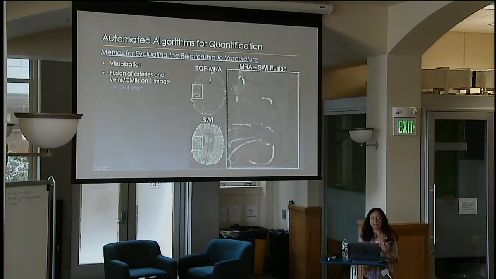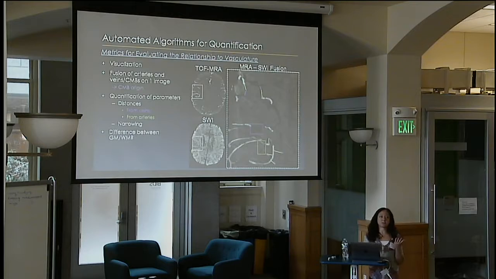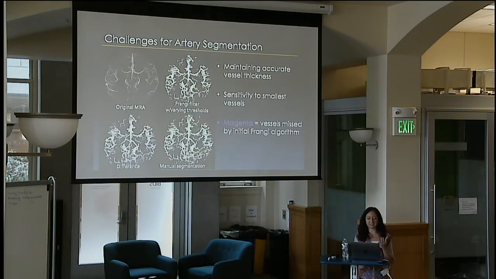We want to look at their origin, whether they're coming from the veins or the arteries. We want to look at their distances from veins and arteries, how the vessels around them are narrowing, whether there is a difference between gray matter and white matter, and how quantifying them can relate to differences in cognitive function. You have seen a lot of vessel segmentation in previous talks. So the challenge for us is that we want to maintain accurate vessel thickness while at the same time being sensitive to small vessels.